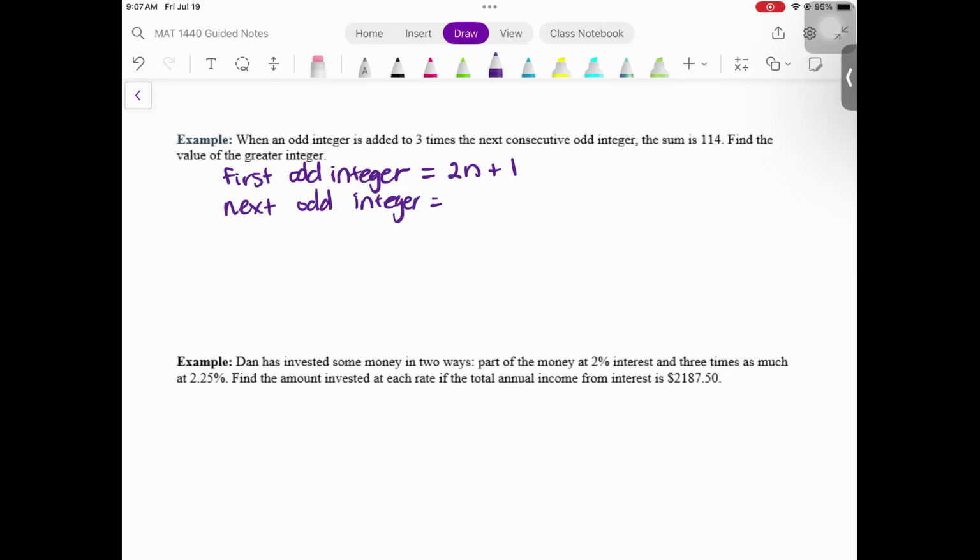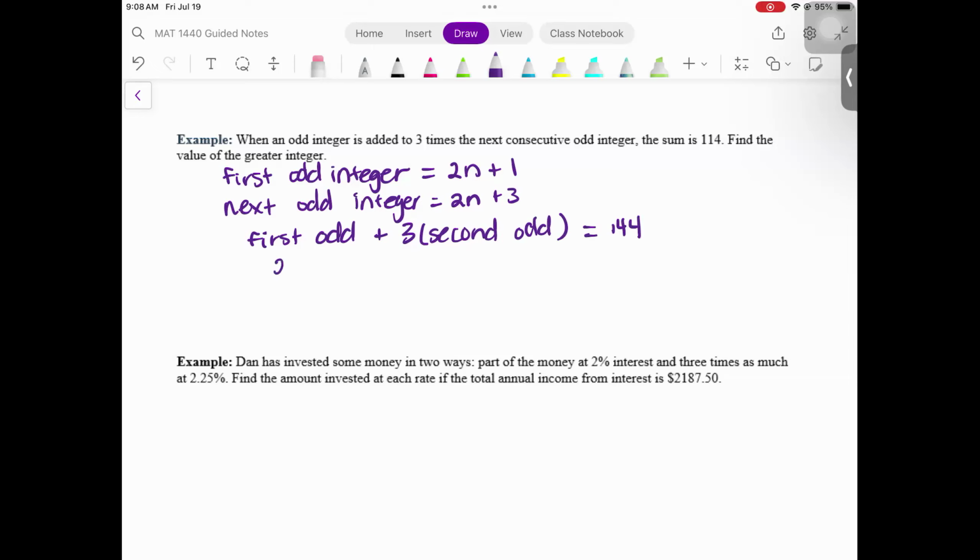If this is our first odd integer, the next odd integer is going to be 2n plus 3. So we're just adding another 2 to get to the next odd integer. We're told that when the first odd integer is added to 3 times the next odd integer, the sum is 114. So we know that the first odd number plus 3 times the next odd number is equal to 114.